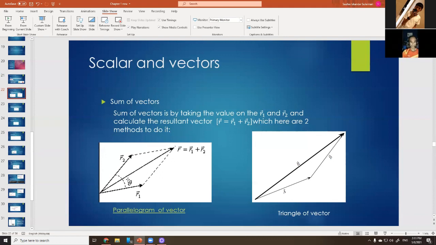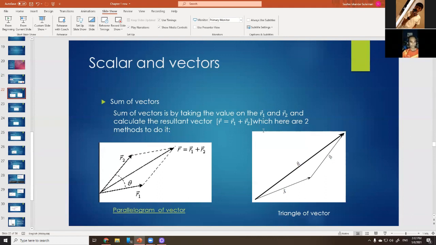Or you can put R1 over here as A, and R2 as B. The end of the arrow we call the tail, and this is the head of the arrow. The tail of the resultant is at the tail of A, and the head of the resultant is the head of B.